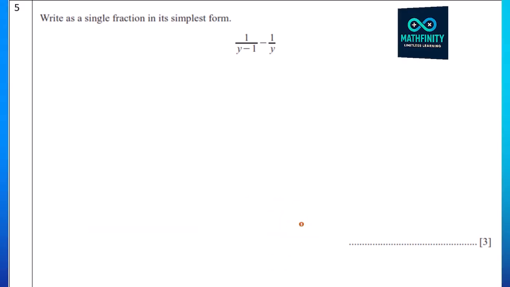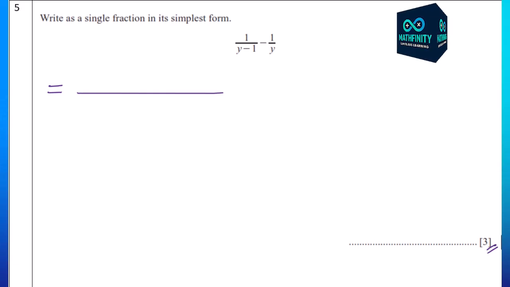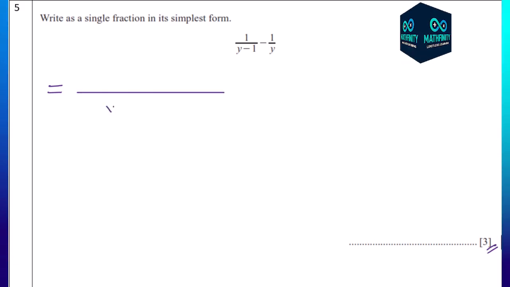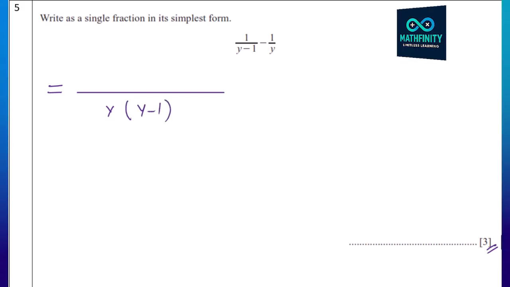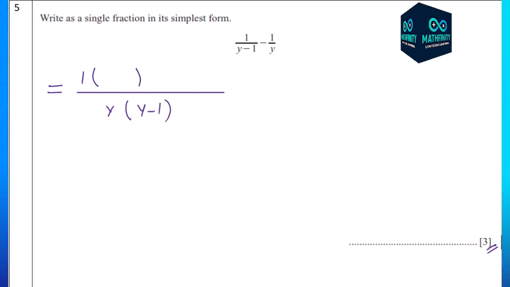Question number 5. Write as a single fraction in its simplest form. So it's the same, guys, and this question is coming every year for 3 marks. First we have to multiply the denominators, y times y minus 1. There are two denominators. I multiplied like this one. And as I told you in the previous question, a better way is this one. Whatever numerator you see, keep it as it is with a bracket. Here is 1. I wrote here 1 and bracket minus 1 and 1 more bracket.